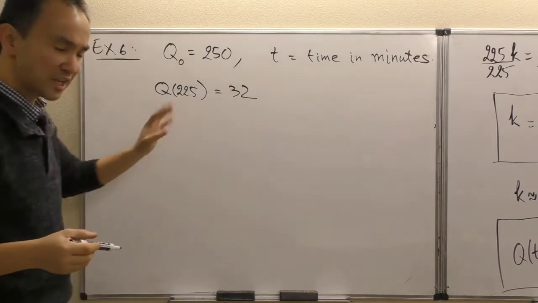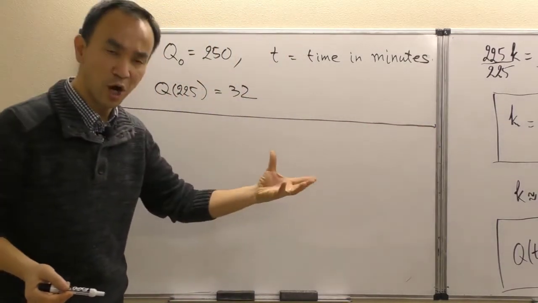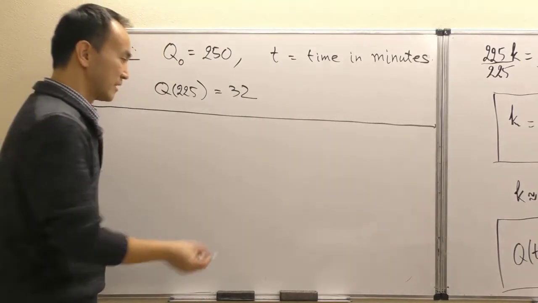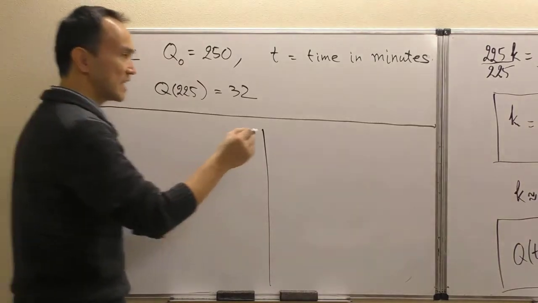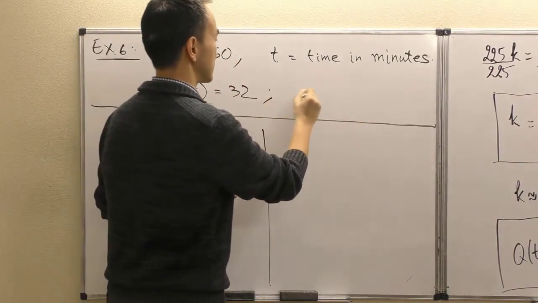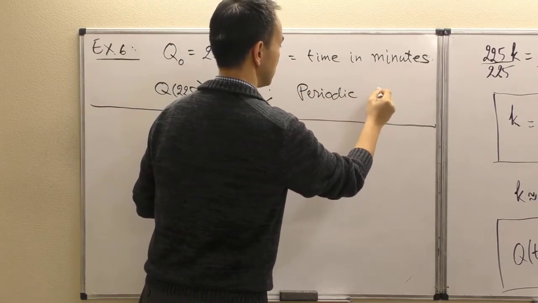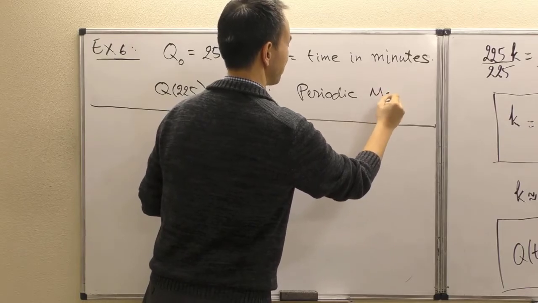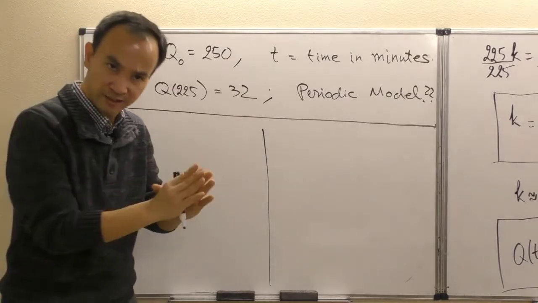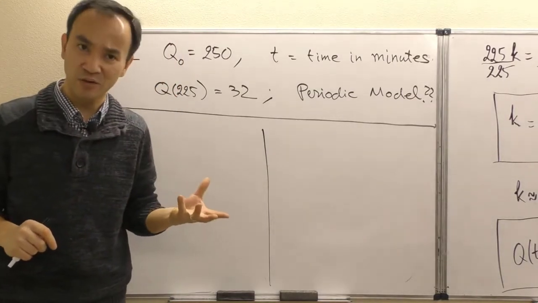Okay, so with all this information, now what if we wanted to go with the other form? What if we want to go with the periodic form, the periodic model? This is extra, since technically at this point we're done with our example 6, but in case anyone would like to know.